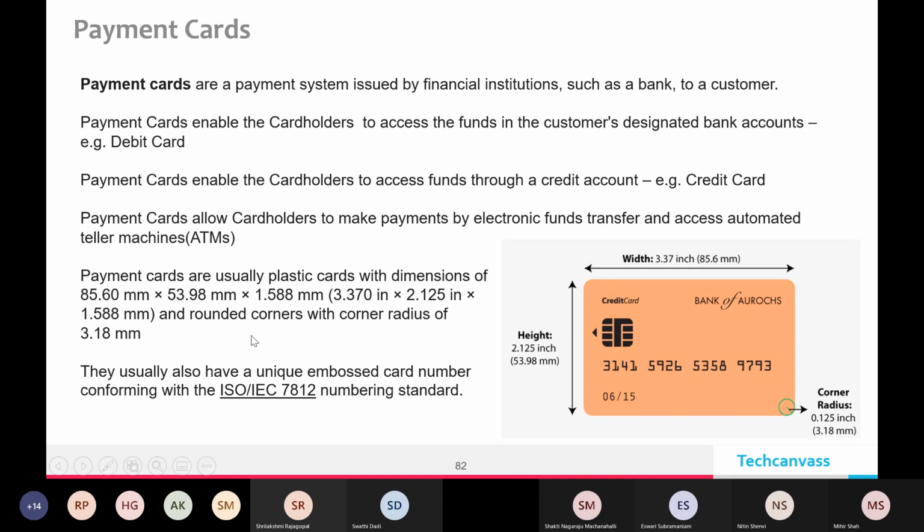They usually also have a unique embossed card number. The card number is always an embossed number, so that even visually challenged persons can read the number, and that conforms to the ISO/IEC 7812 numbering standard.